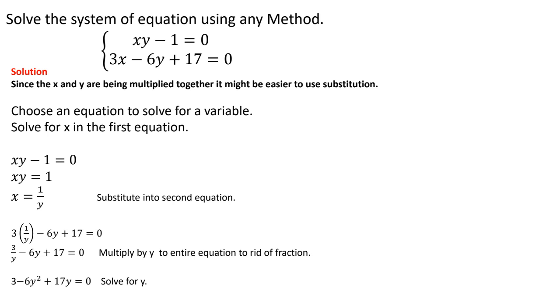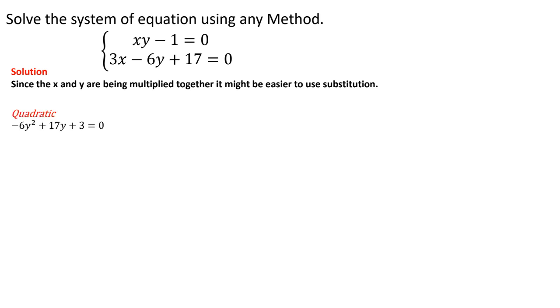Now you can see that we're dealing with a parabola that's on its side, right? Because our axis of symmetry is the x-axis. Let's rearrange it so it can be a little bit prettier, into how it looks like a quadratic. So we have minus 6y squared plus 17y plus 3 equals 0.